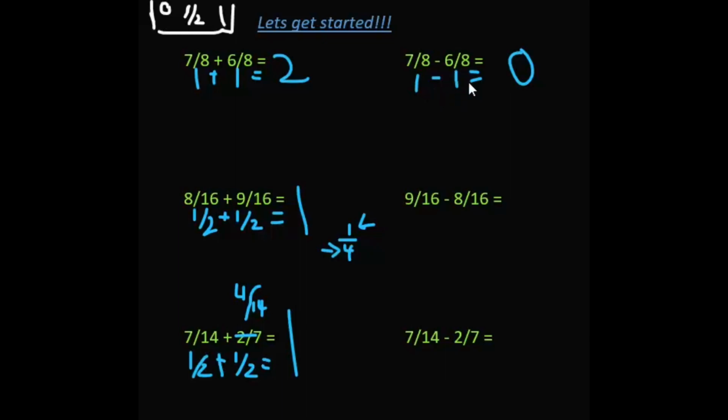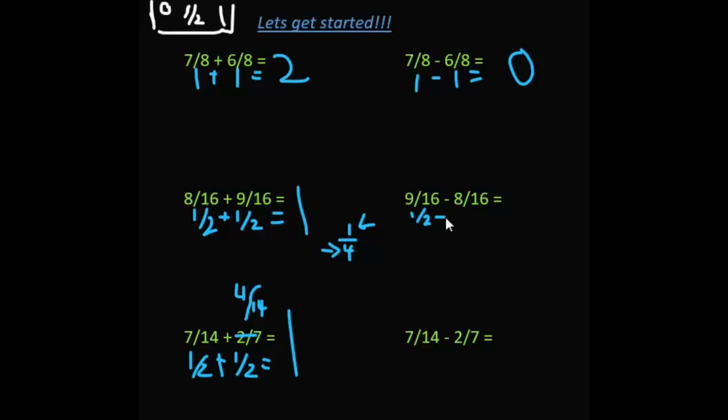1 minus 1 is 0. Okay, so this equation here equals about 0. Now let's do the next one. So half of 16 is 8 sixteenths. Okay, but we have 9 sixteenths here. And 9 sixteenths is only 1 away from 8 sixteenths, and is 7 away from 16 sixteenths. So it's rounded to 1 half.